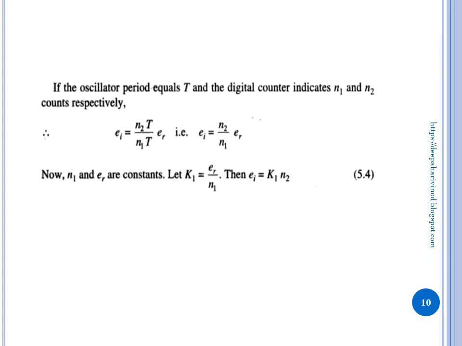If the oscillator period equals T and the digital counter indicates N1 and N2 counts respectively, then EI equals N2T divided by N1T into ER, that is EI equals N2 by N1 into ER. Now N1 and ER are constants, so let K equal ER divided by N1, then EI equals K1 N2.